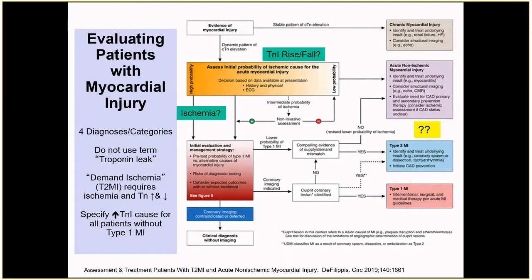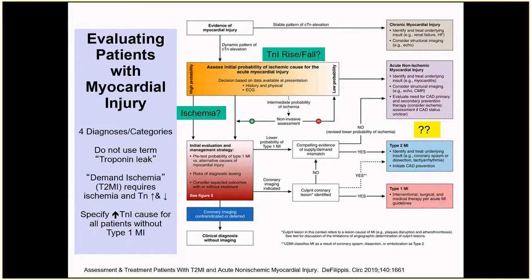We want to start thinking, and you all realize there are lots of other causes of raised troponins besides ischemia and CAD. And this is a 2019 algorithm in a type 2 MI paper telling us how we should think about this. There are basically four important diagnoses or categories we should be placing patients in with elevated troponin. And those are the four boxes along the right there: chronic injury, acute non-ischemic injury, and then our ischemic presentations with either the type 1 or the type 2 MI criteria. And keep those categories in mind.